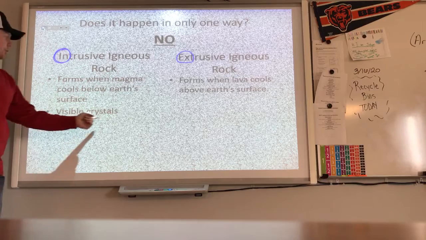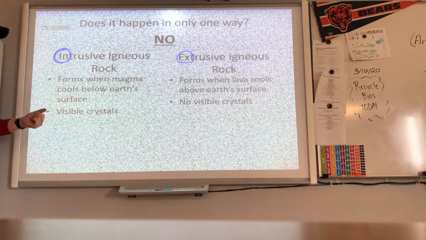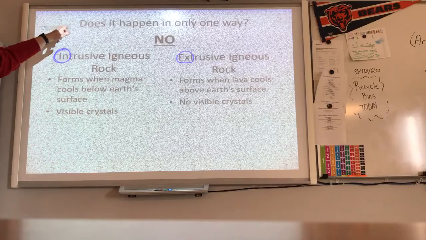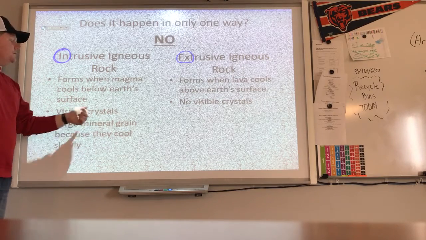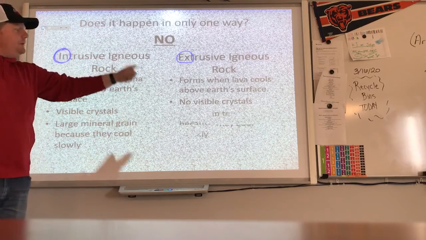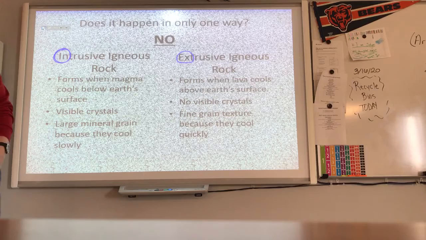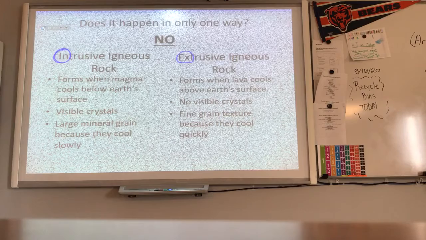There are visible crystals within this group. Those visible crystals are pretty to look at. No visible crystals. Now, the next one tells us why there are visible and not visible crystals. All right? Large mineral grains because they cool slowly. When they cool slowly, it also has ideal conditions for it to have visible crystals. So if these cool slowly, we probably know that these have a very fine grain because they cooled quickly. Side by side, so hopefully you remember we are comparing these.